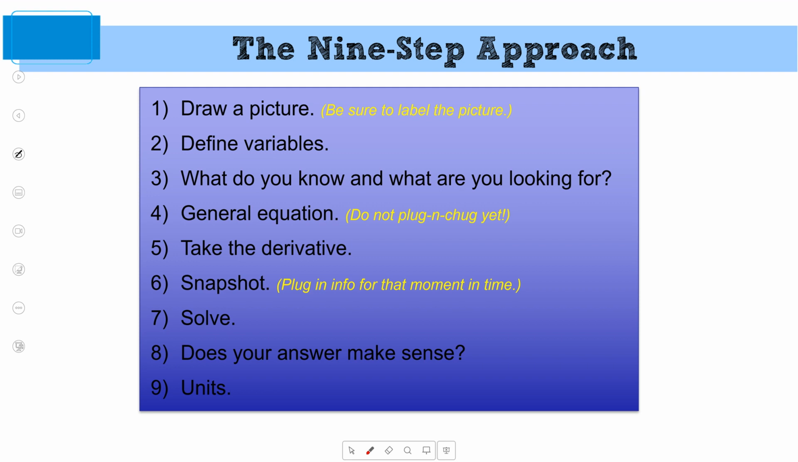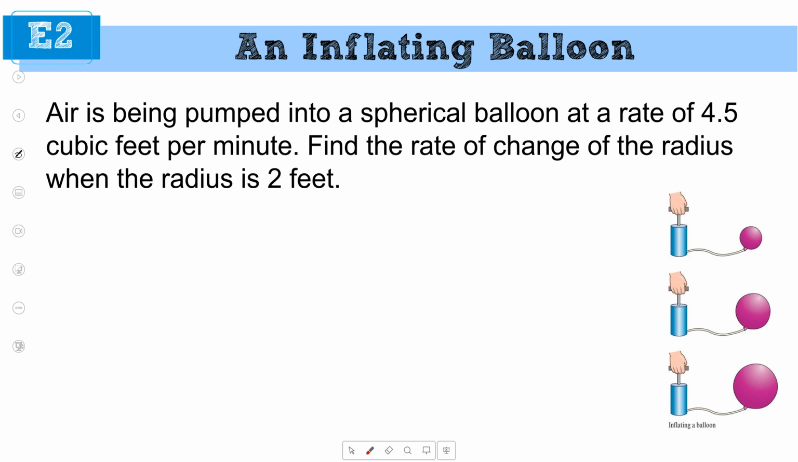Okay, ready for this? Okay, here we go. First one. We're going to fill a balloon. Air is being pumped into a spherical balloon at a rate of 4.5 cubic feet per minute. Find the rate of change of the radius when the radius is 2.